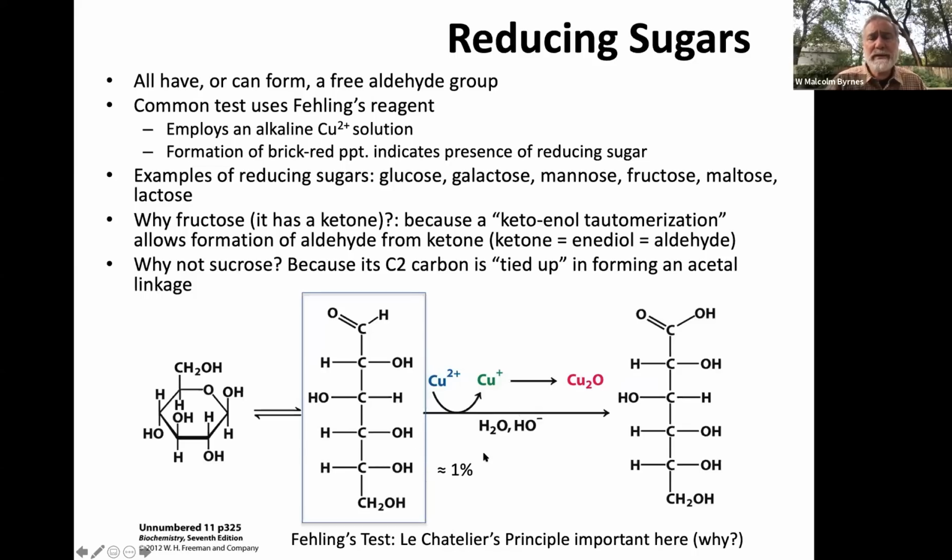Now I'm going to ask some questions here. First question I'm going to ask is this. And you get a very robust, strong reaction when you have glucose. But here's my question. If the open chain form constitutes only 1% of the equilibrium mixture of glucose in solution, why would you get a robust result? Lots of brick red precipitate. Why?